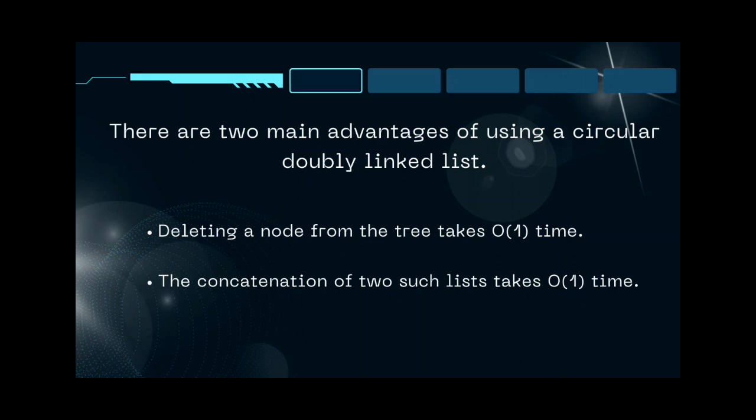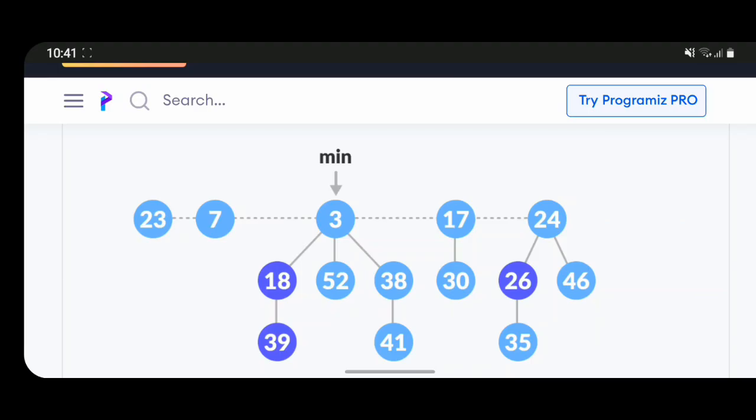Second, concatenation of two lists takes constant time. Joining two circular doubly linked lists also takes constant time. You simply need to rewire the pointers at the end of the two lists to link them together. So here no traversal is necessary. So we have here the example of how to insert an element.